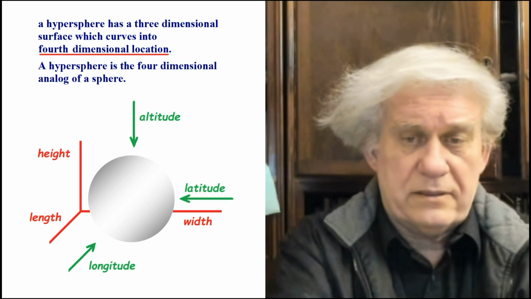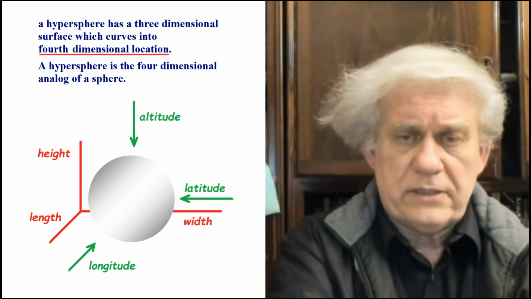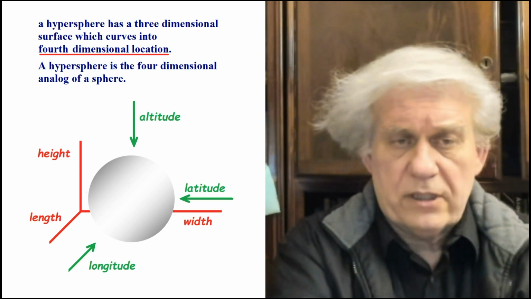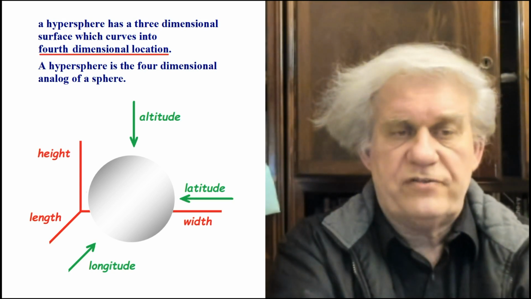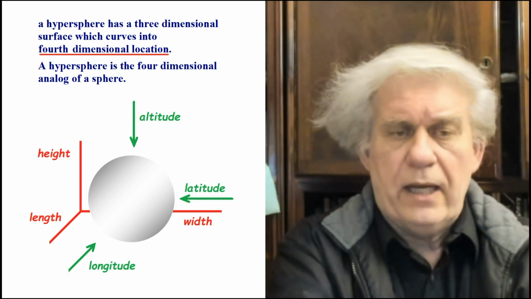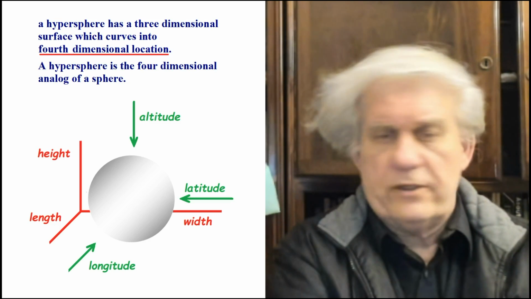You can locate an object using 3 coordinates. That's how it's done in science, okay, in physics. And it says hypersphere is the 4-dimensional analog of a sphere, whatever that might mean. No, here's in science, okay, a sphere has length, width, and height, 3-dimensional, very straightforward.